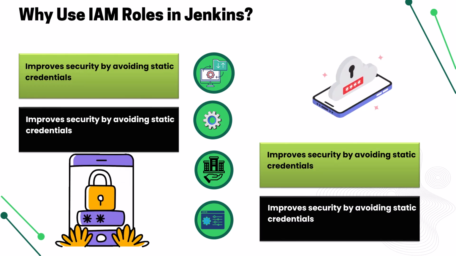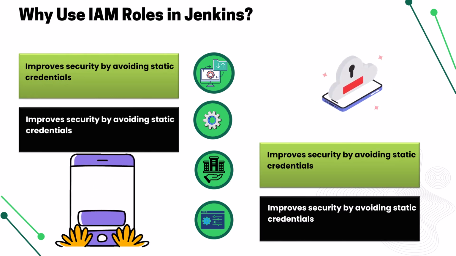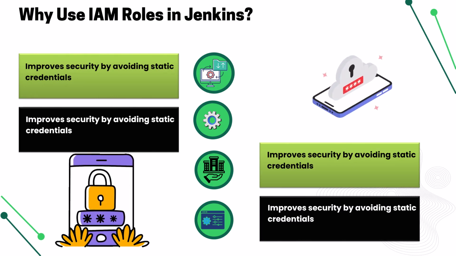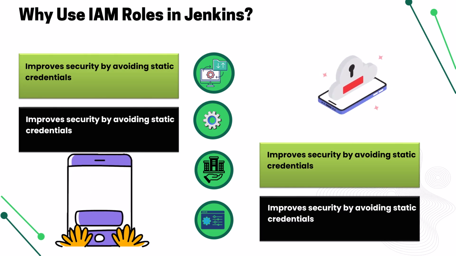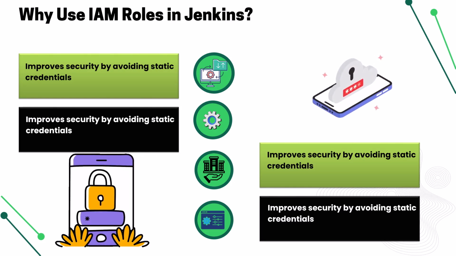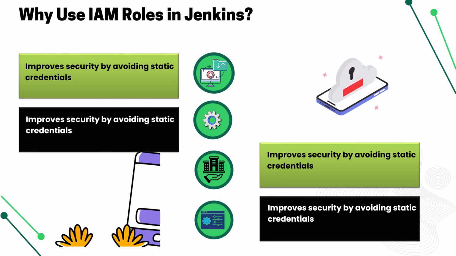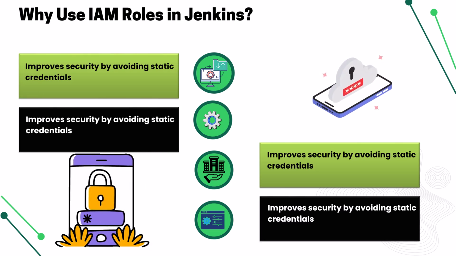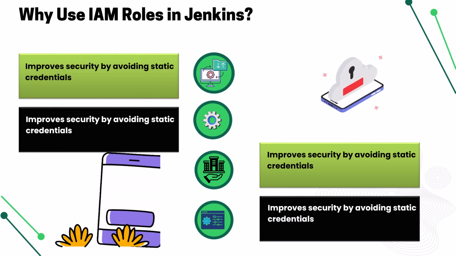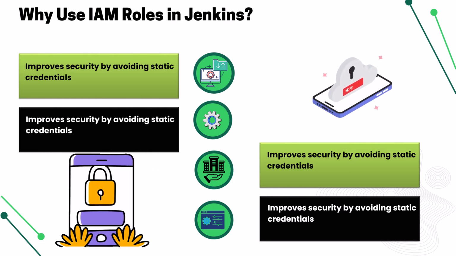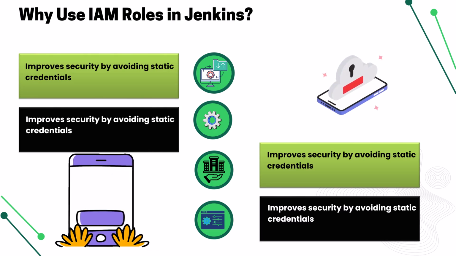IAM roles in Jenkins aren't just a nice-to-have, they're a must. They keep security tight by ditching static credentials, because who wants a security breach? With IAM roles, Jenkins can access AWS resources seamlessly. It also means role-based access control, so we don't accidentally grant Jenkins too much power. And let's talk automation. This setup makes workflows smoother than a fresh cup of coffee.